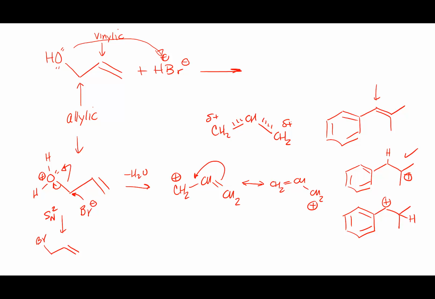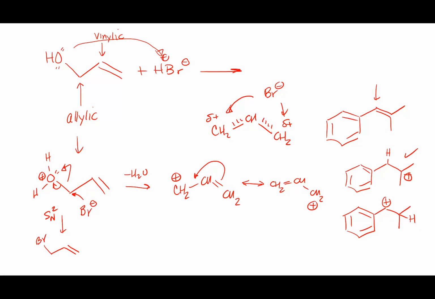And so now I've got my intermediate carbocations. The true structure is the resonance hybrid. Now I need to add Br minus to this. Well, where's the Br minus going to add? The Br minus is going to add here, or it's going to add there. Or what's really going to happen is it's going to add to both 50-50, since it's symmetrical.